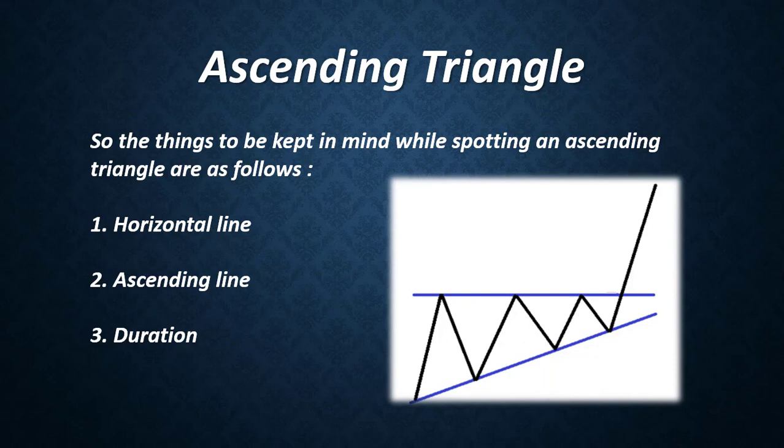Finally, the duration. The length of the pattern can range from a few weeks to many months, with an average pattern lasting from 1 to 3 months. So the 3 points mentioned here are very important while spotting a valid ascending triangle.